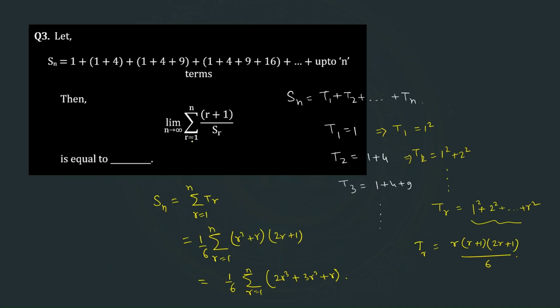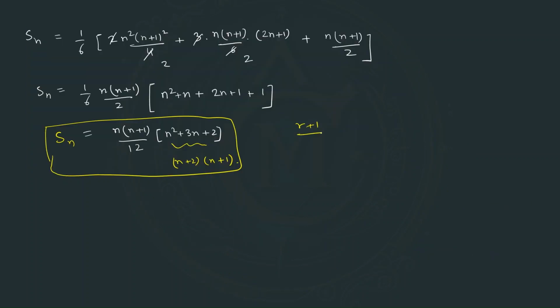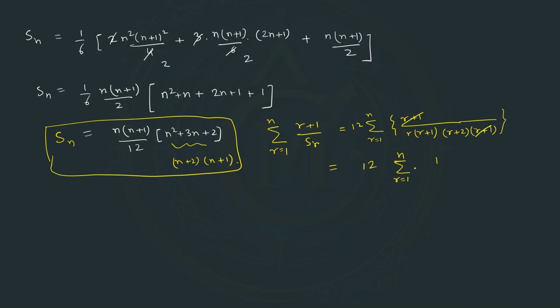Now Sn is calculated as this. So we are to calculate the limit n tending to infinity of summation r plus 1 divided by Sr, with the summation running from r equal to 1 to n. This will be equal to summation r equal to 1 to n, r plus 1 divided by Sr. So Sr will be n into r plus 1 into r plus 2 over 12, and as r varies from 1 to n, the r plus 1 can be cancelled. So it becomes 12 times summation from 1 to n of 1 upon r into r plus 1 times r plus 2.